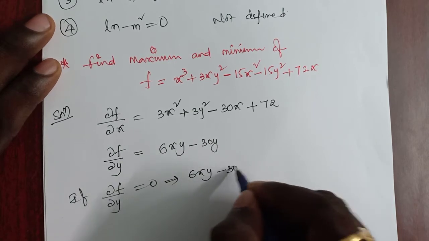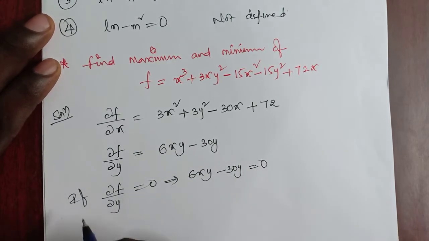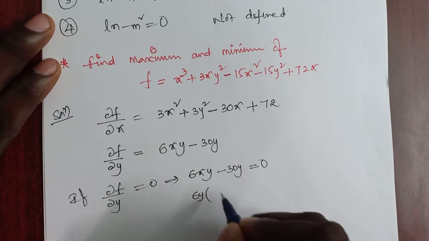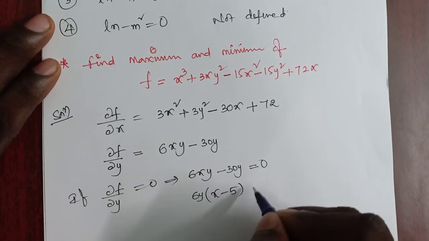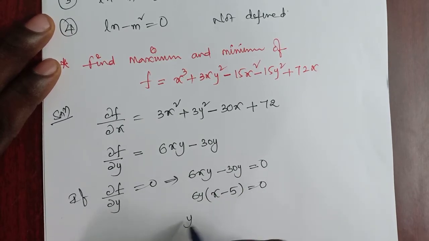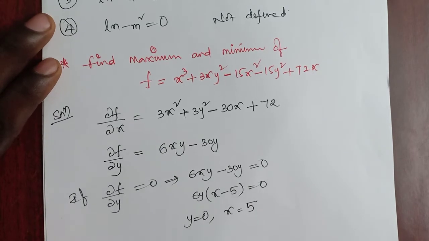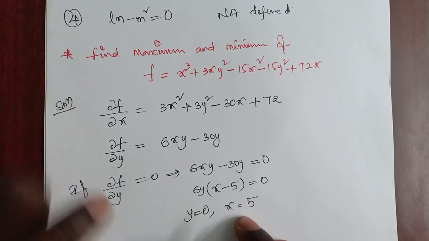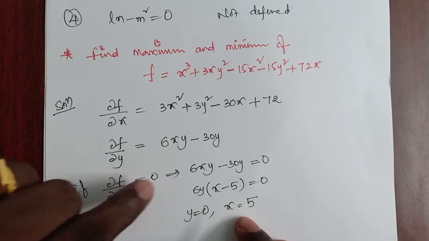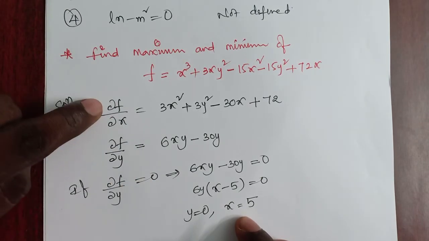6xy minus 30y equal to 0. Now take 6y common, x minus 5 equal to 0. So 6y equal to 0, which means y equal to 0 and x equal to 5. So here we have two conditions. Now dou f by dou y equal to 0. Then coming to the dou f by dou x.